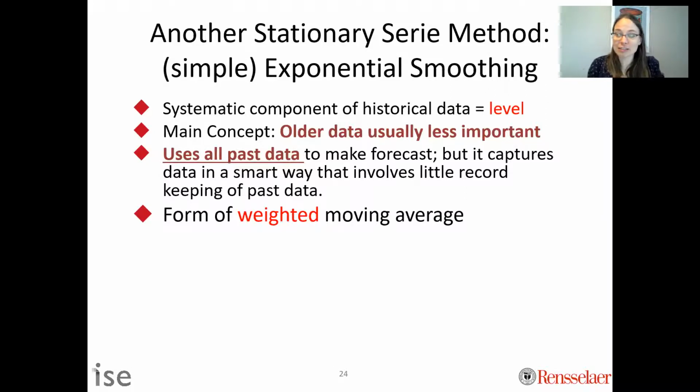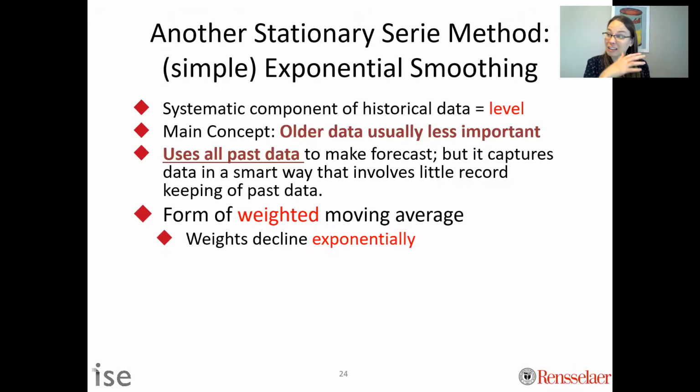You can think about this as a form of weighted moving average. In simple moving average, we just took 1 over n. Here, instead of taking 1 over n, I'm going to get a weighted moving average. I'm going to give different weights, but still take an average. The weights are specifically going to decline exponentially. The historical data that's closest to us will have the highest weight, and then as you get further and further away, they decline exponentially, hence the word exponential smoothing.